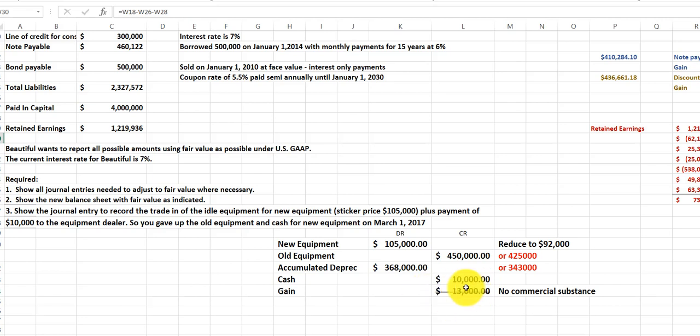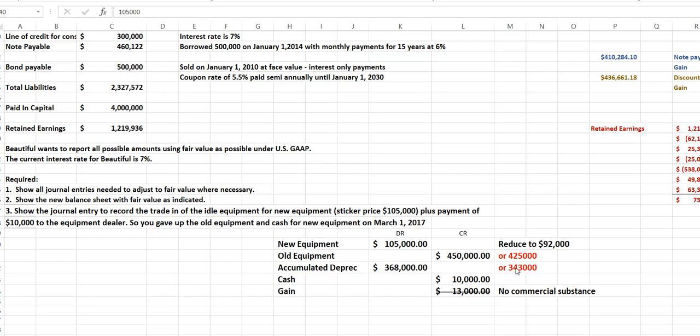So crossing that gain out, we still need to make our journal entry balance, all right? And so we're going to change the new equipment from a 105 down to 92,000 to get rid of the 13,000. So I put in red here an alternative way.